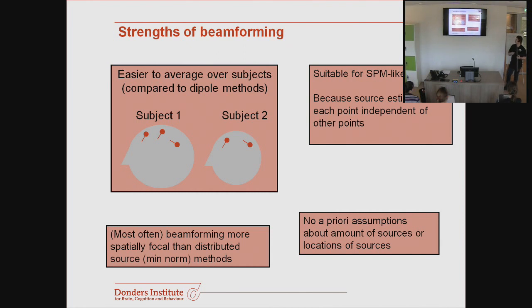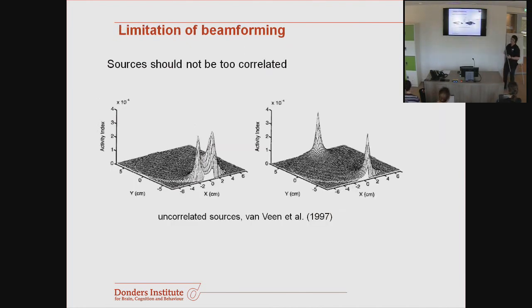Well, that's all good, but you made some assumption. The assumption you made is that the sources present in the brain are uncorrelated. This is an illustration from the seminal paper of Barry Van Veen in 1997, where this time domain beamformer was introduced. What you see in that illustration is just a 2D plane, and on the z-axis is just the magnitude of sources.